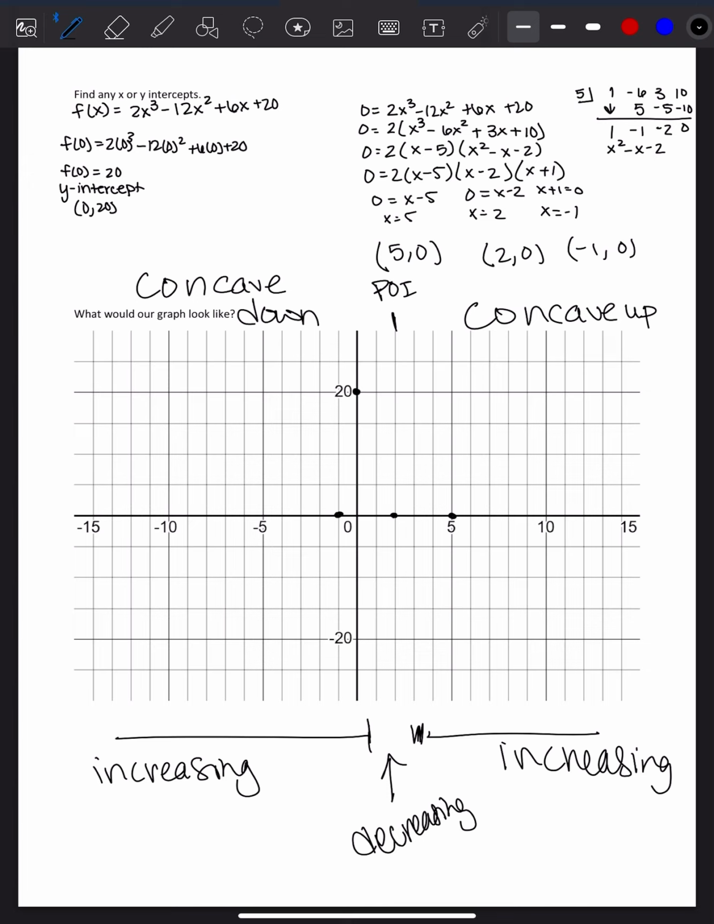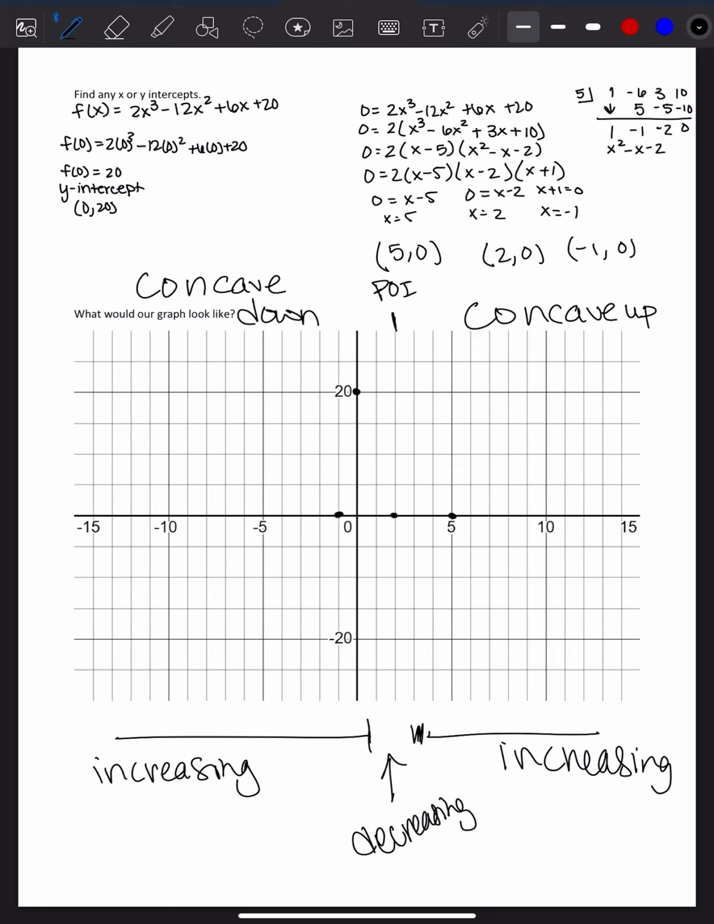Okay. The other thing that I can know is that my end behavior, it is a cubic. It is going to be that S shape, and it's a positive function with the leading coefficient. So we're going to start in the negative y's and go up to the positive y's as we're looking at this. But I don't necessarily need that in order to help us here.